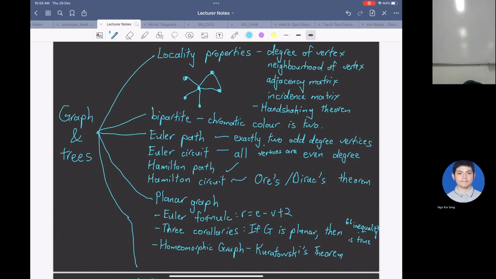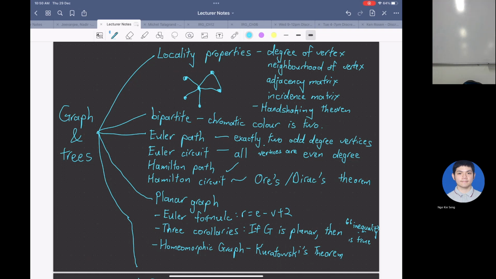The next part is planar graphs, whether you can draw a graph without edge crossing. We learn the Euler formula and then the three corollaries. If G is planar, then some inequality is true. This cannot be applied backward. You cannot say that if the inequality is true, then it is planar. There's only one direction here.